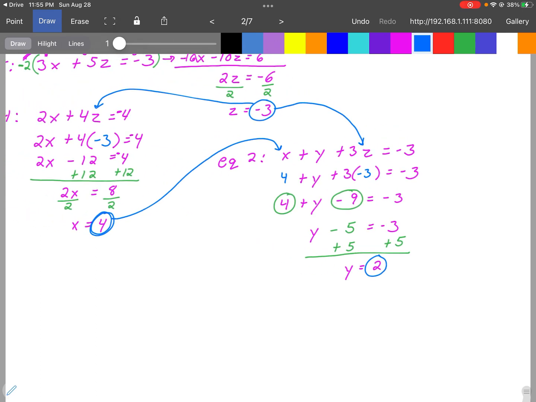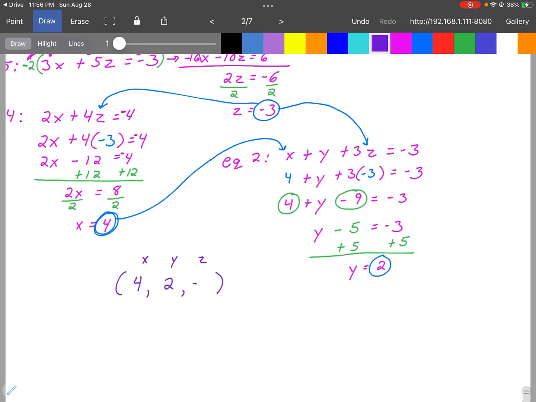So now if we look, we have answers for all 3 variables. We have x, we have y, and we have z, which means I've got everything I need for my answer. Now remember that my answer should be in a specific order. I know that I'm going to have 3 numbers. It needs to be x, then y, then z. So my x value is 4, comma, my y value is 2, comma, my z value is negative 3. So that is my final solution.